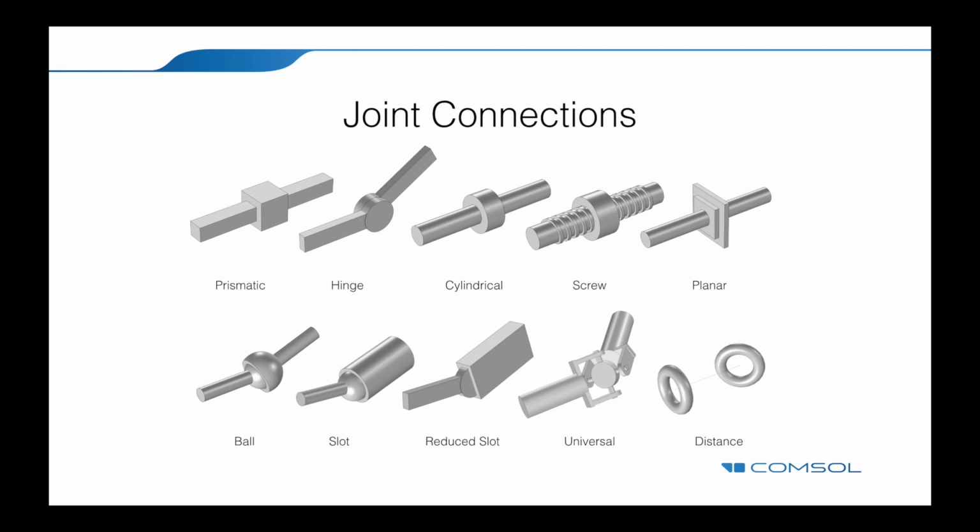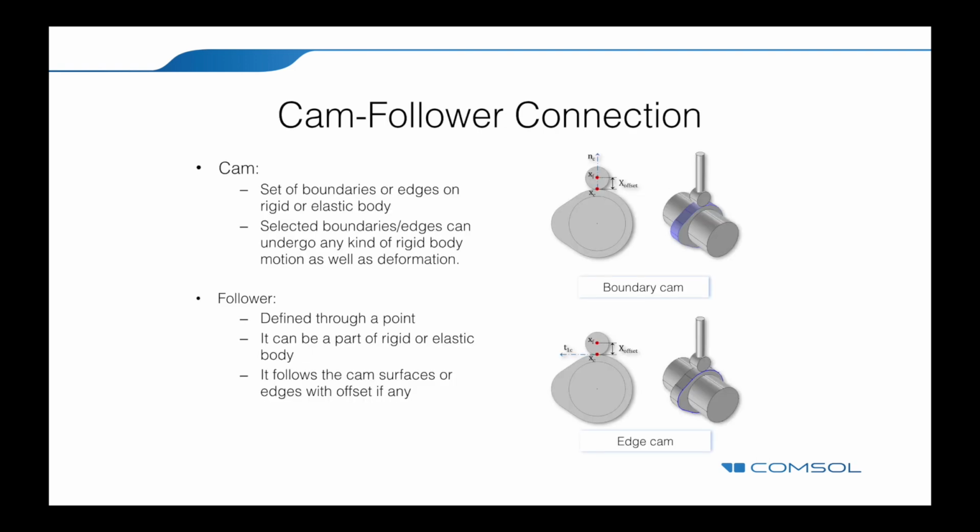Here you can see some types of joints that are available as conditions in COMSOL Multiphysics. You have prismatic, hinge, cylindrical, whatever. You can have a reduced slot or universal joints. These can be used on attachments or on rigid domains to connect rigid or flexible domains with these joints, and you can apply several boundary conditions and constraints on these joints, but later in COMSOL you will see how to set up these conditions.